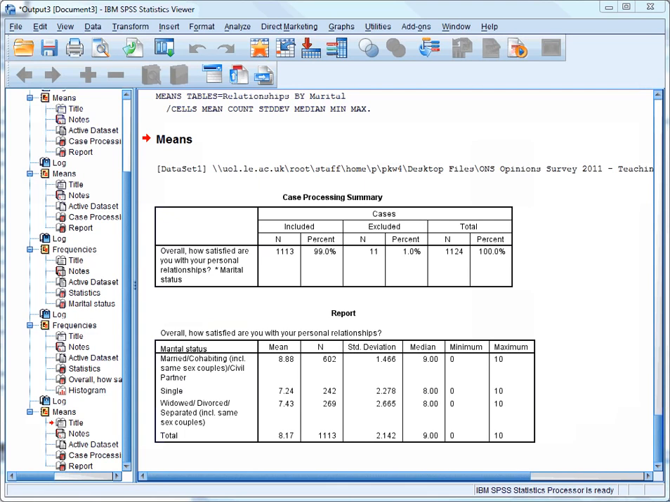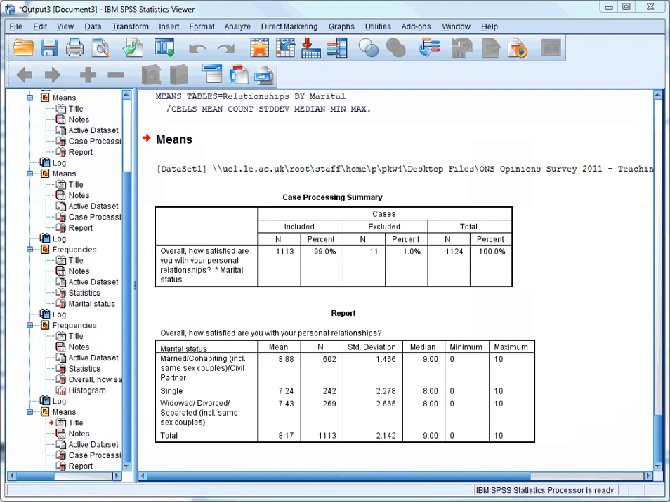This means that the scores given by married or cohabiting respondents are clustered more closely around the mean of that group compared to the distribution of the cases around the means in the other two groups. To put it slightly differently, the mean for married or cohabiting respondents is more representative of the scores of respondents in that group than are the means for the other two groups.